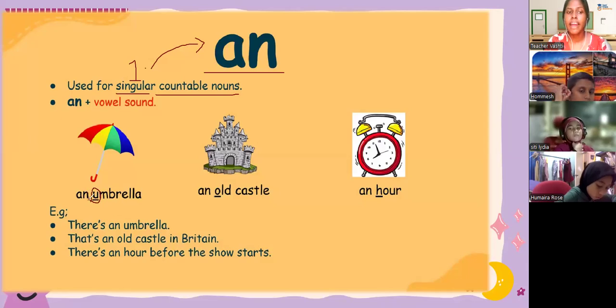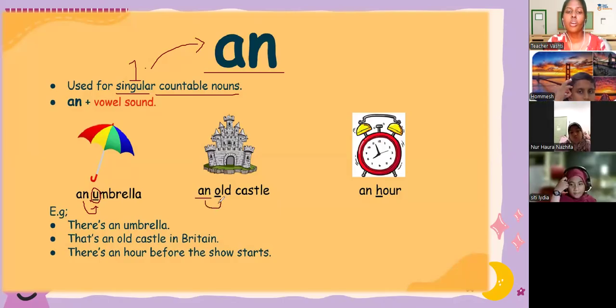For example, there's an umbrella. Why do you use an? Because there is U. Very good, because there is a vowel. Umbrella starts with a vowel U. How about an old castle? Why use an? Sebab selepas perkataan an ada huruf O. Oh, okay. O is a vowel. That is why you got to use the word an. How about an hour? H tu bukannya vowel. It's wrong. So this is wrong. So teacher's wrong, huh, Hamish?